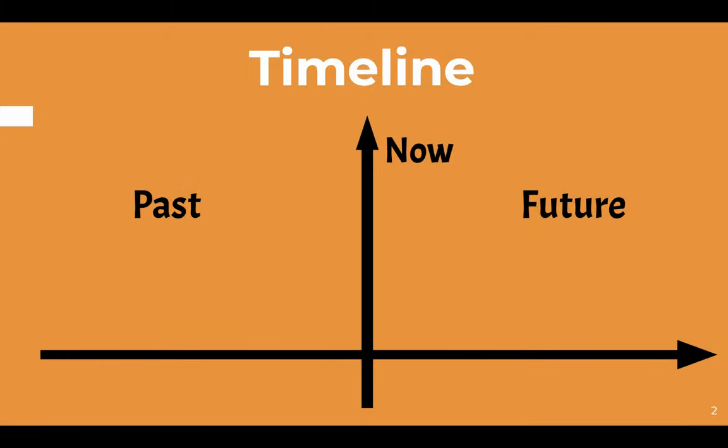First of all, let's look at the timeline. We have the horizontal line on the left representing the past and on the right the future. Then the vertical line represents now. So you will find the past continuous or the past progressive in the past, not with just one star, but with at least three stars. That means that it happened continuously in the past.